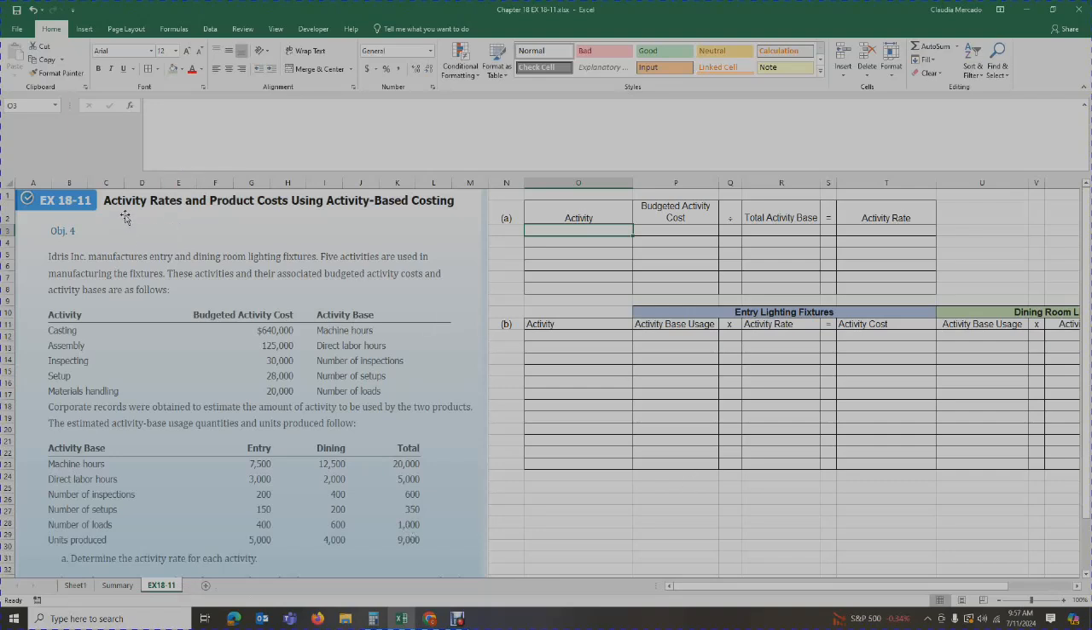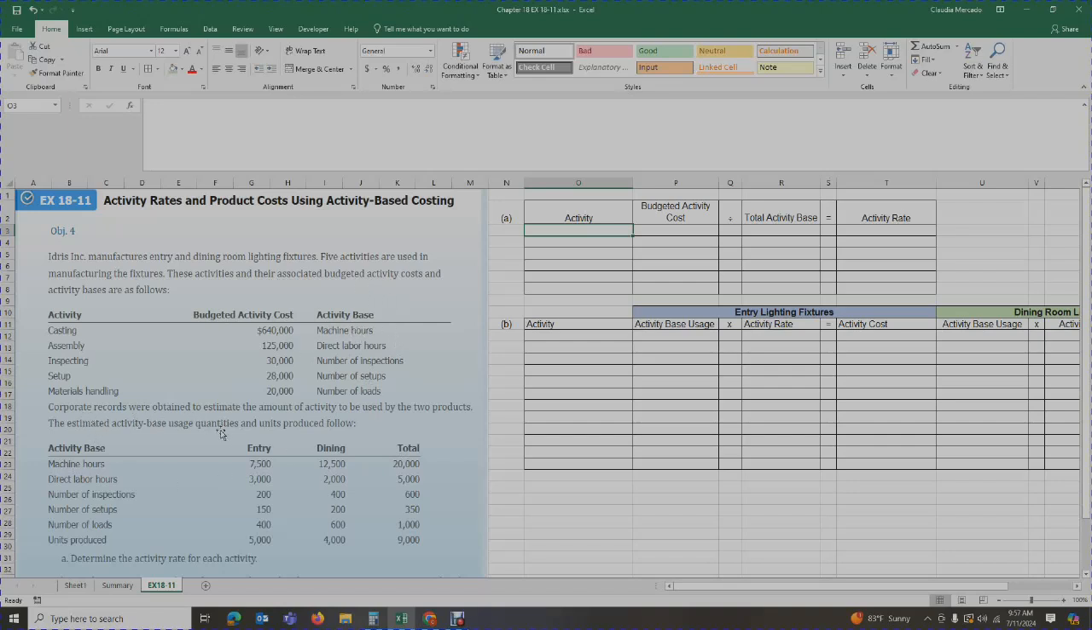It deals with activity rates and product costs using activity-based costing. So we have a manufacturing company that manufactures dining room lighting fixtures and entryway fixtures. So we have two types of fixtures that are being produced: entryway and dining room lighting fixtures. There are 5 activities associated with the manufacturing of those light fixtures. The activities and their associated budgeted activity costs and activity bases are as follows. And we have the activities, the budgeted activity costs, and the activity bases.